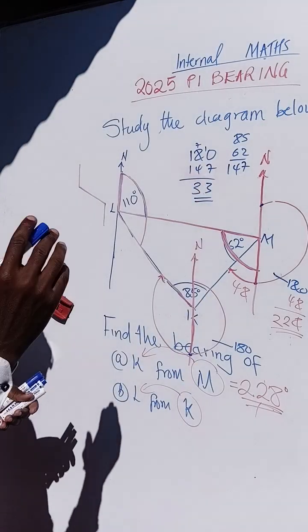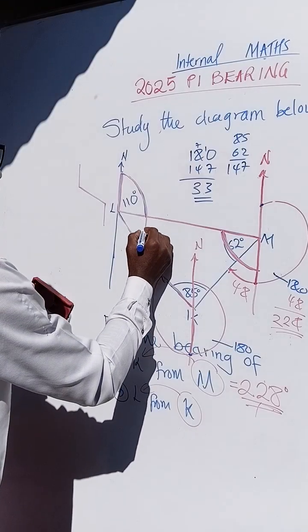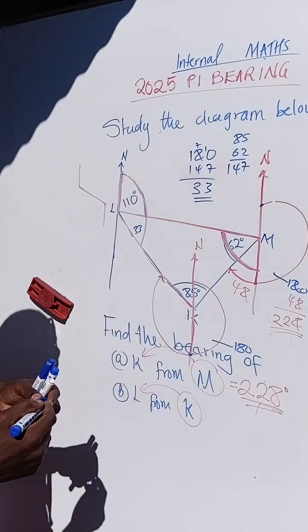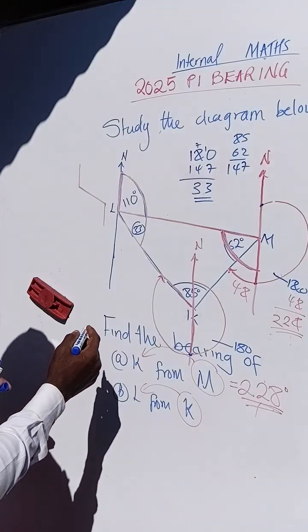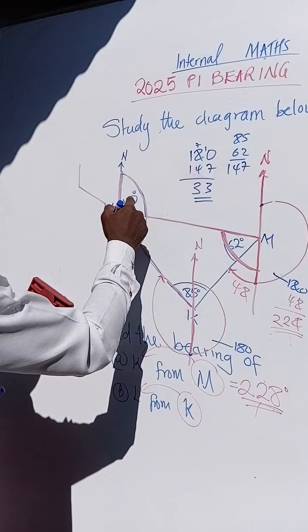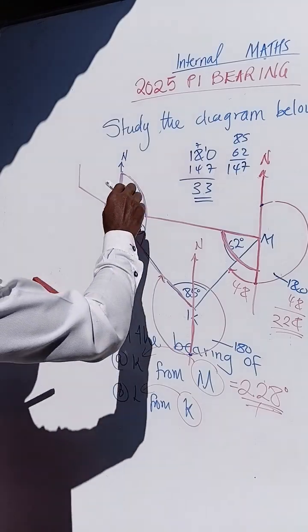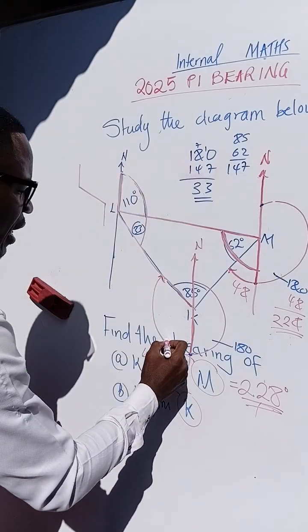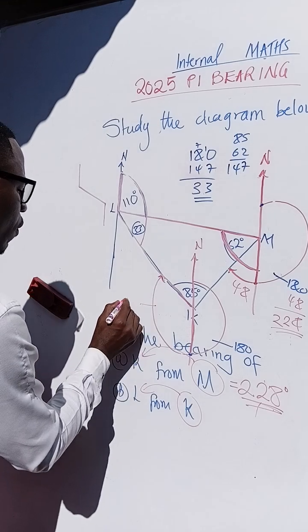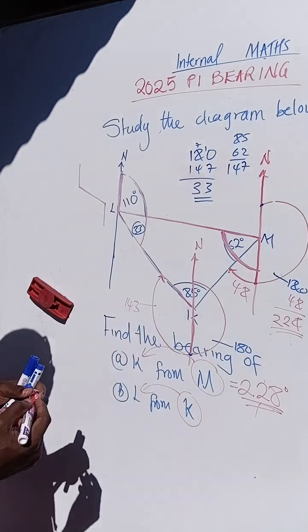Okay, so by doing so, since we've known that this part is 33, what are you going to do? We are going to add this plus this, and if you add this plus this, we are going to have 143. So if this distance is 143, what is this distance? Also, this appears to be 143. Are we getting the point?